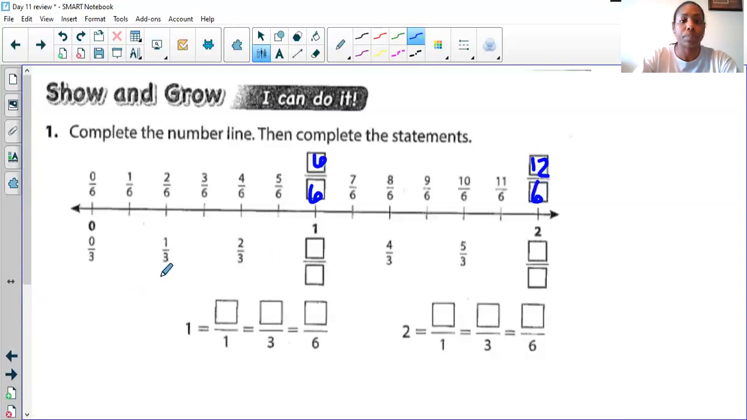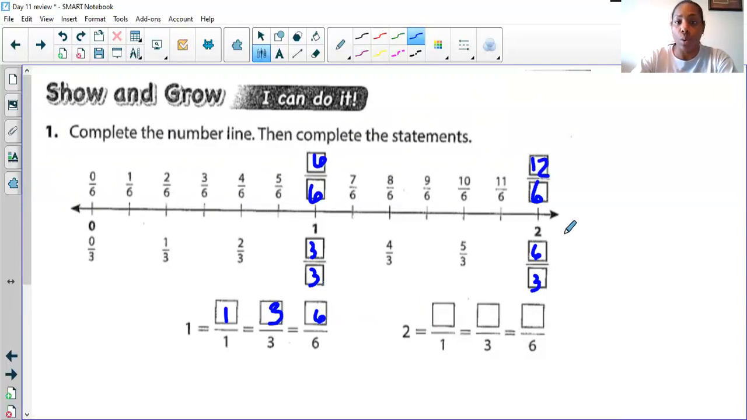Very good. And then down here at the bottom, we have thirds. 0 thirds, 1 third, 2 thirds. That means this would be 3 thirds. 4 thirds, 5 thirds. That would be 6 thirds. So 1 equals 1 over 1, 3 over 3, or 6 over 6. Because remember, a number over itself is always going to be equal to 1.